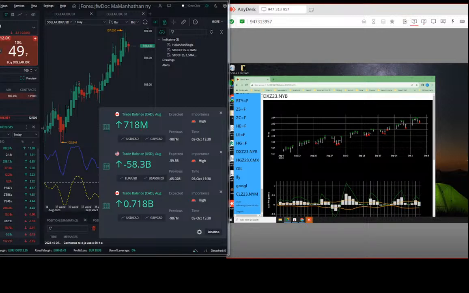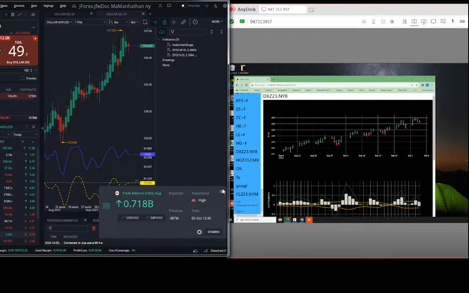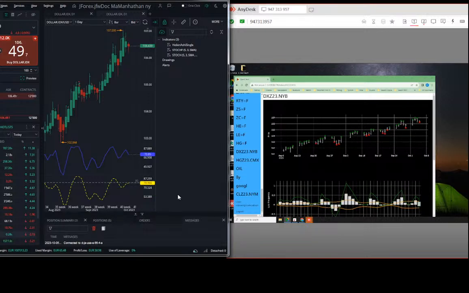From there, let's take a look. You see the dollar index. Oh, and here's some of the data now. Trade balance, that's for Canada. Trade balance for the U.S. Okay, that's about it. I don't think it had much of an effect on the markets. We'll take a peek and see. I think tomorrow's data is more important.